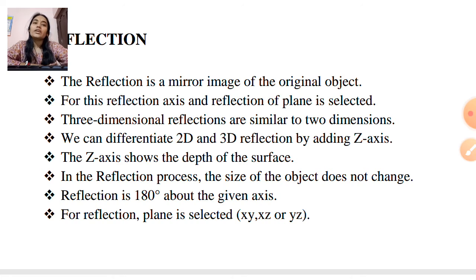In the reflection process, the size of the object does not change. The reflection is 180 degrees about the given axis. The size is as usual, it is constant, does not vary, but it is only reflected 180 degrees about the given axis. For reflection, the plane is selected as the xy plane, xz plane or yz plane.